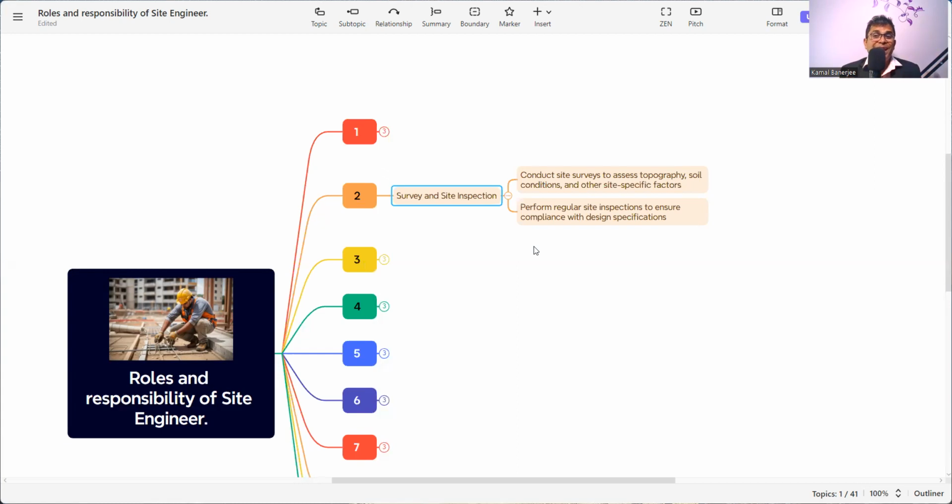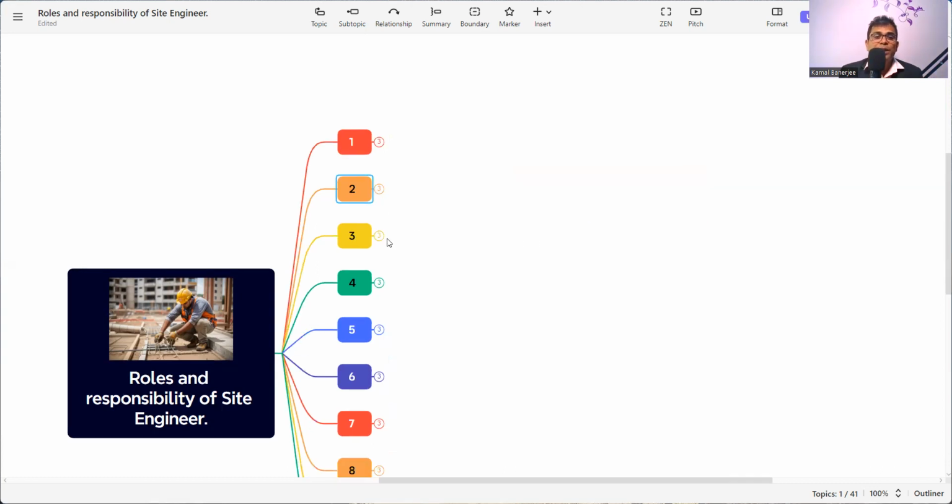In order to get acquainted with this, you need to be a part of the survey and site inspection, and perform regular site inspection to ensure compliance with the design specification. Regular site inspection also needs to be performed whenever you are working on a site as a site engineer. So survey and site inspection is also an important part for the civil engineer.